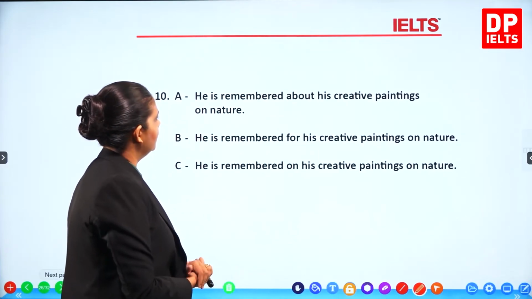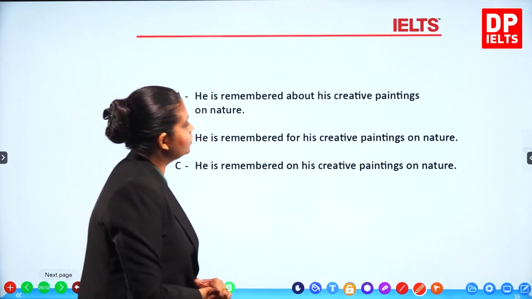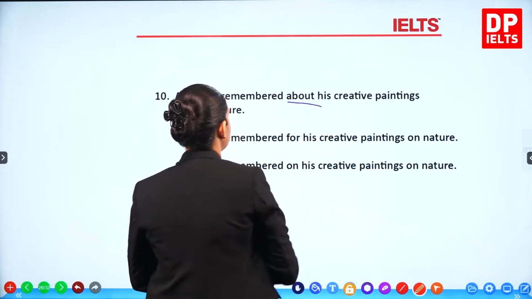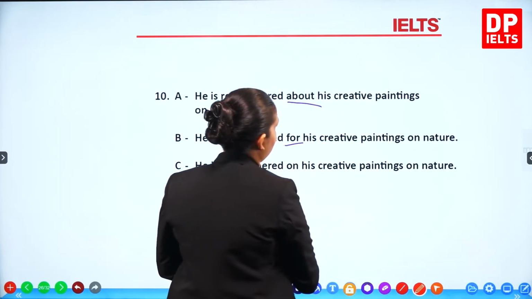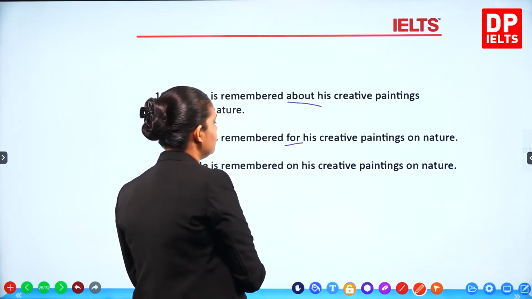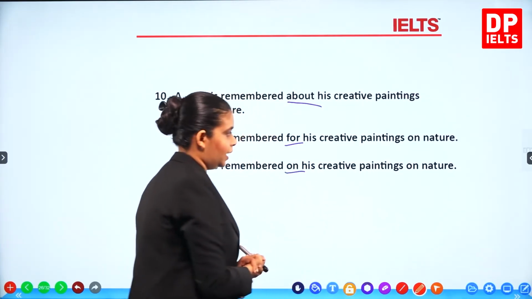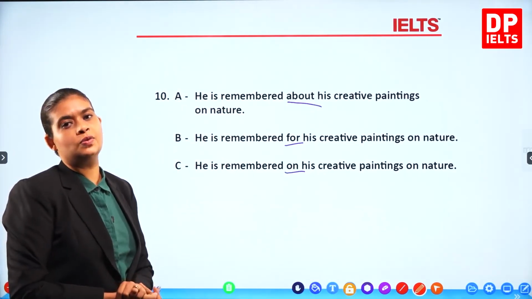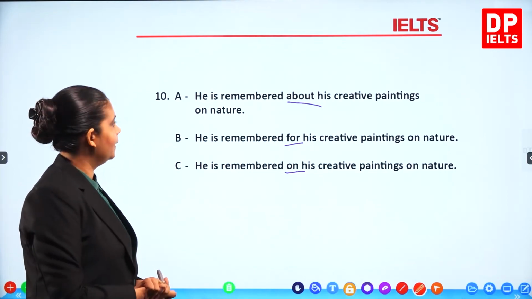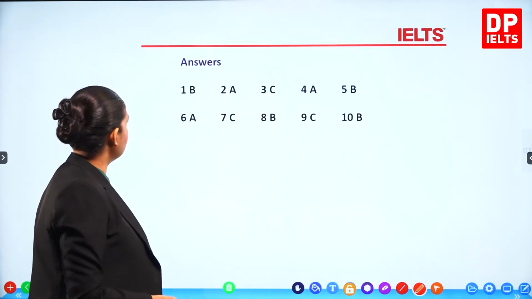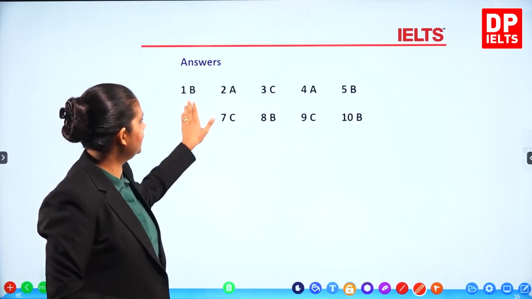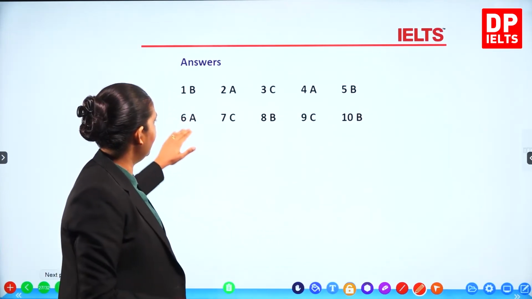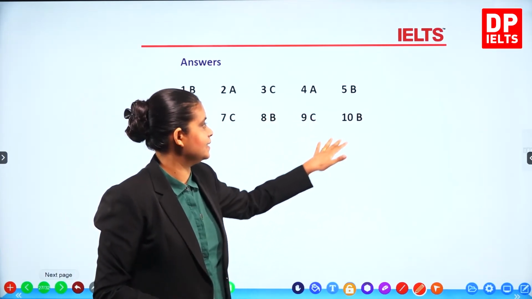The last one, he is remembered about his creative paintings on nature. He is remembered for his creative paintings on nature. He is remembered on his creative paintings on nature. So which preposition do you think goes along with what? Okay. Alright, so let's have a look at the answers. B, A, C, A, B. A, C, B, C, B.